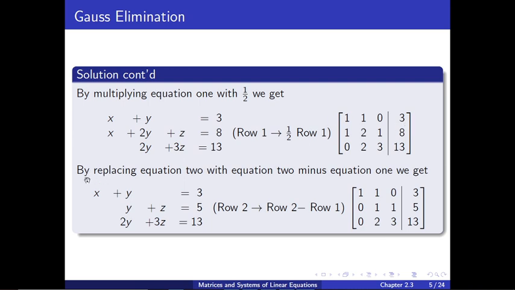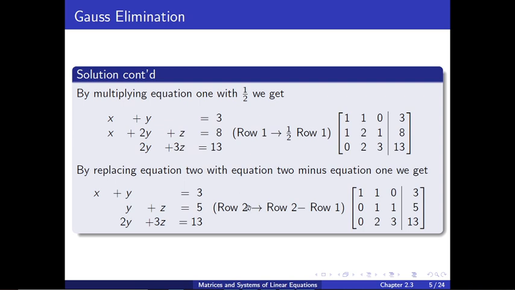Now we go on to the next step. By replacing equation 2 with equation 2 minus equation 1, we get, so if we think of equation 2, it is x plus 2y plus z, right?